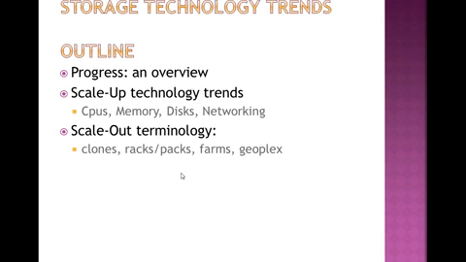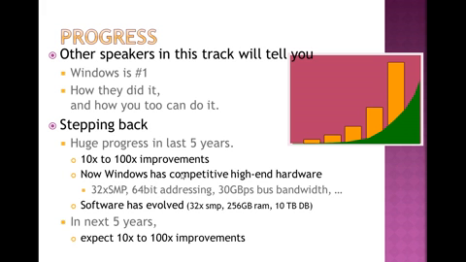Then we also studied the storage technology trends, that is, what storage technology trends are available. There are three types of trends: progress, scale up, and scale out. First is progress, that is, how well it is increasing the performance of the computer, or how well it increases the effectiveness of the computer. That is your progress. Windows is number one.